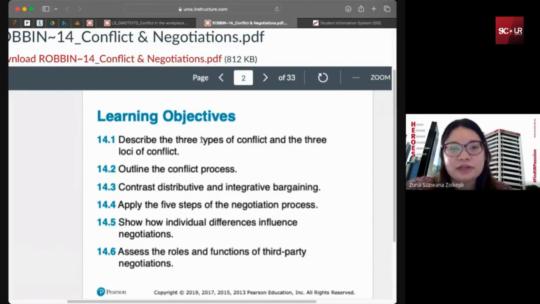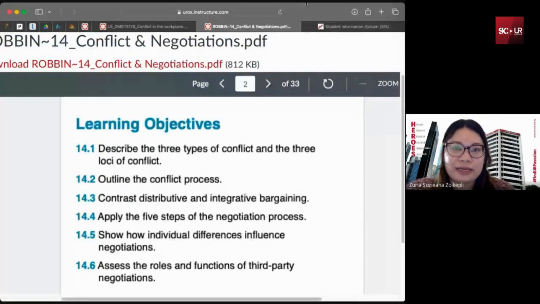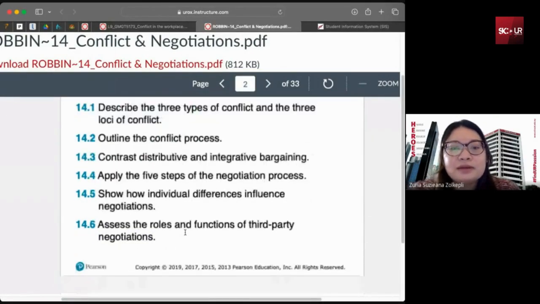Okay, so the learning objective of this topic is to describe the three types of conflict and the trilogy of conflict. Then we are going to take a look at the conflict process. We are going to look at a little bit about bargaining, or some kind of negotiation, how individual differences influence negotiation, and then we are also going to learn about third-party negotiation.